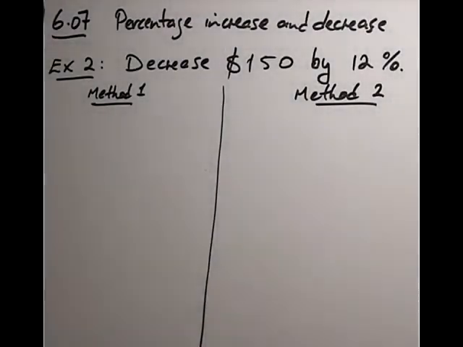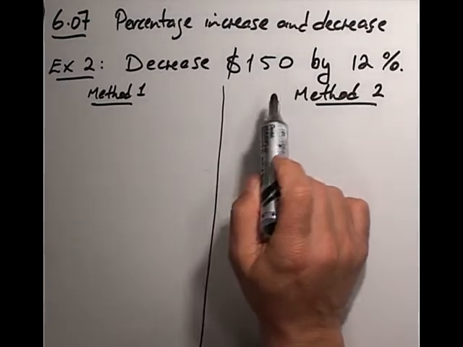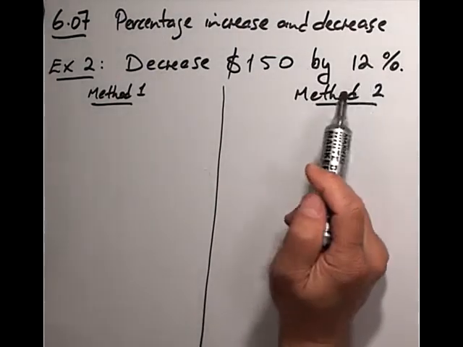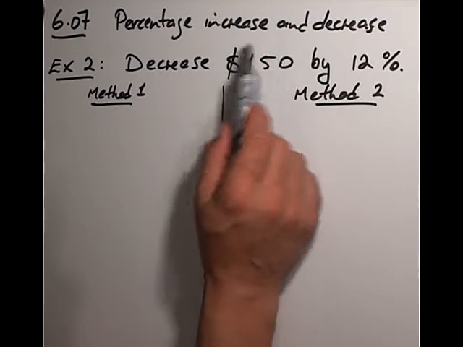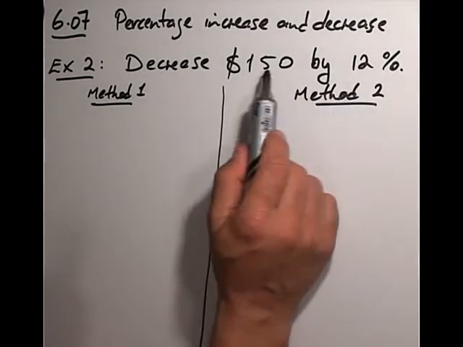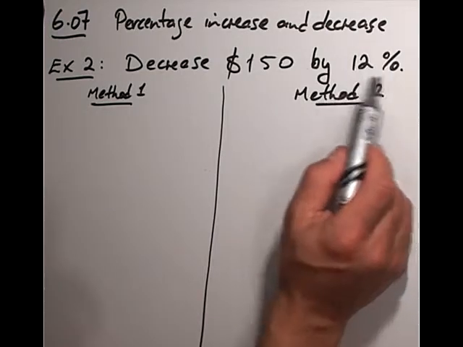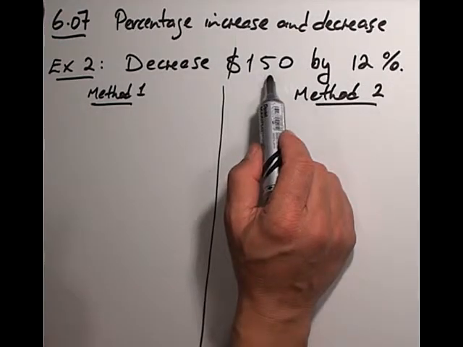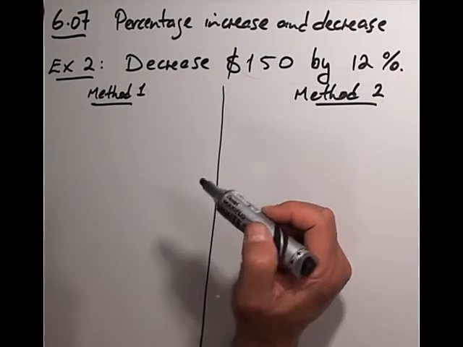And so, continuing on with percentage increase and decrease, here's another example where I'm asked to decrease $150 by 12%. And I'm going to show you two methods side by side so you can compare. So we want to decrease $150 by 12%. Decrease meaning reduce. So I need to work out what is 12% of 150 first. Then I need to decrease 150 by that 12% that I've calculated.